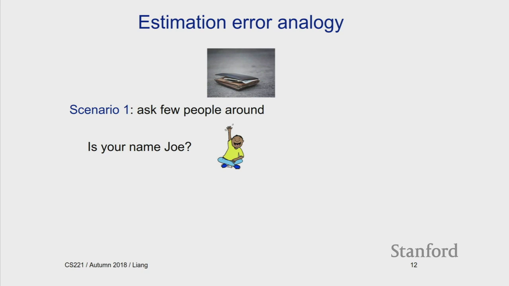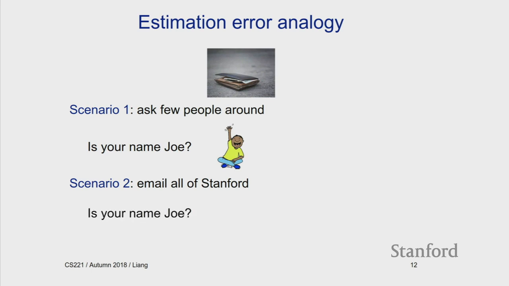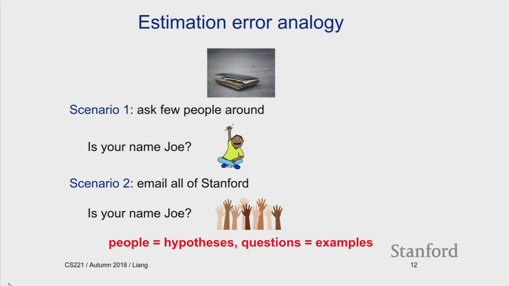Okay, good. Thank you. So in scenario 2, maybe you don't see everyone, so you go back to your dorm and you email, let's say, all of Stanford, and you ask, is your name Joe? This is a little bit of a weird example, but just bear with me. And then what do you get? Well, a lot of people raise their hands. So now if, for example, you find someone whose name is Joe, you're less sure that it's their wallet, right? Okay, so what's the analogy here? Here you can think about the people as hypotheses.